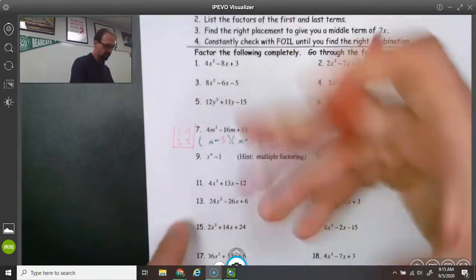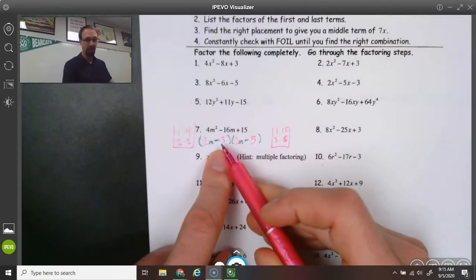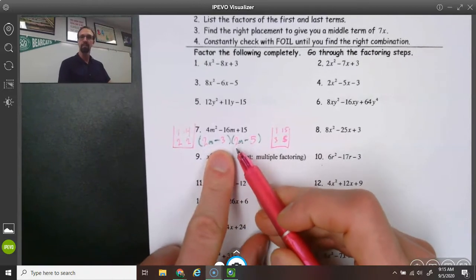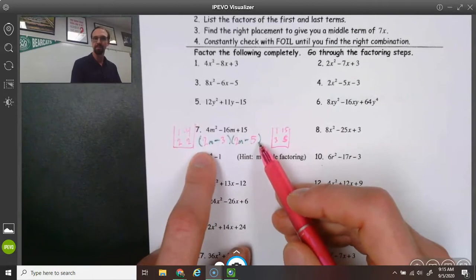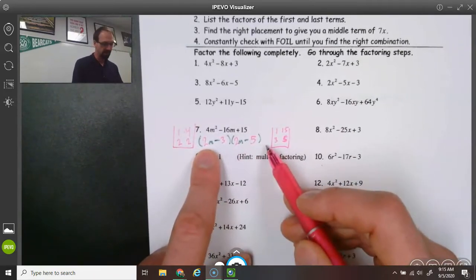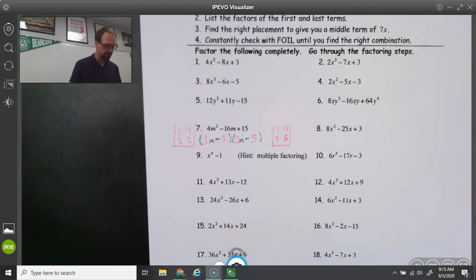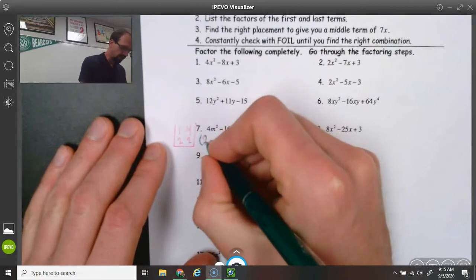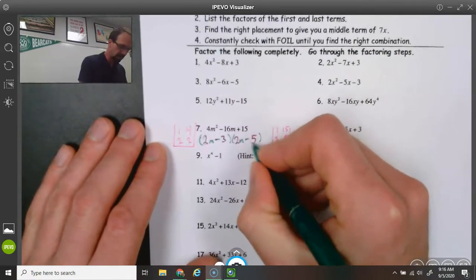So now let's change the 1 and 4 to a 2 and 2. So now I have negative 3 times 2, so that's going to be a negative 6m. And then 2m times negative 5 is going to be negative 10m. If I combine those together, that gives me a negative 16m. So this is the one that actually works. I'm going to go over it with green so you can see it better. So 2m minus 3, and then 2m minus 5.